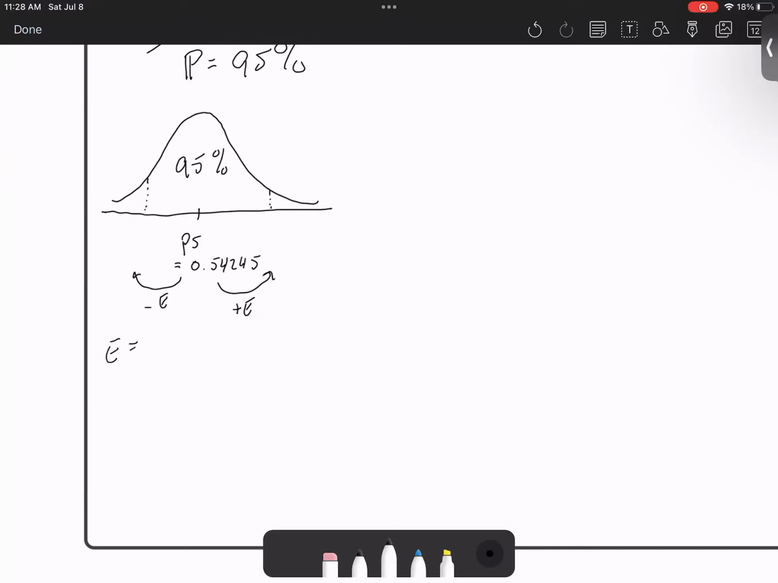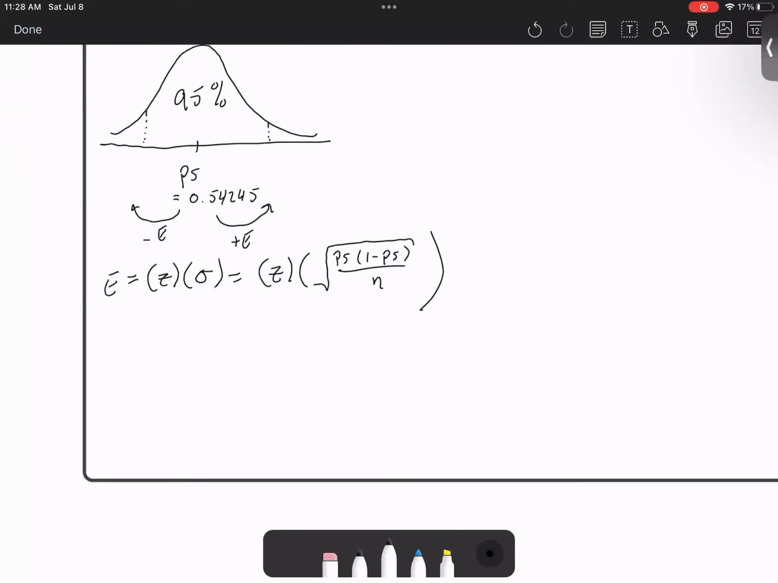The equation for the margin of error is just a rearrangement of the z-score equation. It's z times standard deviation. And when it comes to estimating proportions, the standard deviation that we use is the square root of our sample proportion times 1 minus our sample proportion, divided by n. And all of that is inside that square root. So let's go through this. We'll figure out what the z is here in a minute.